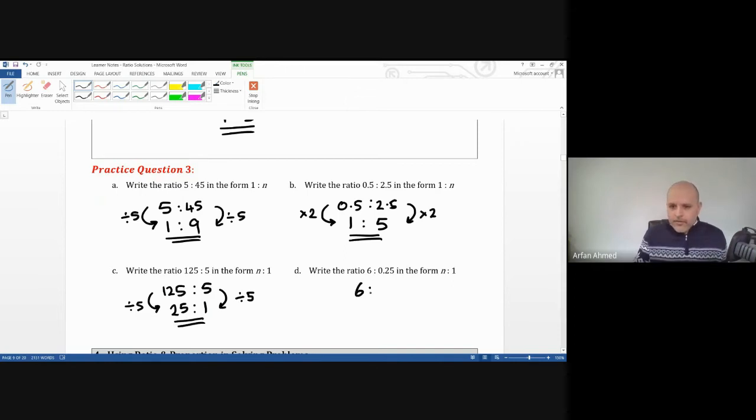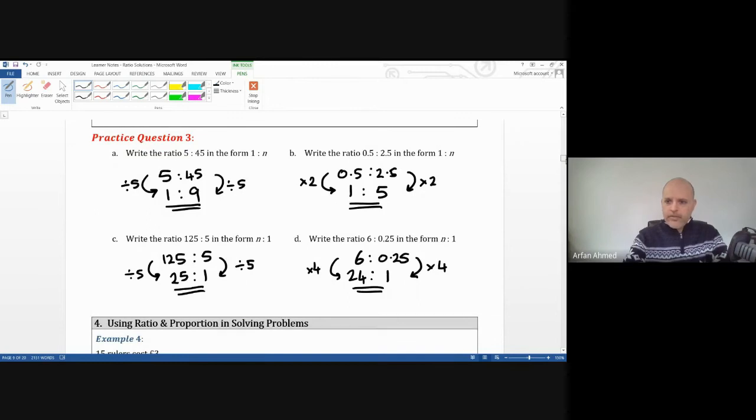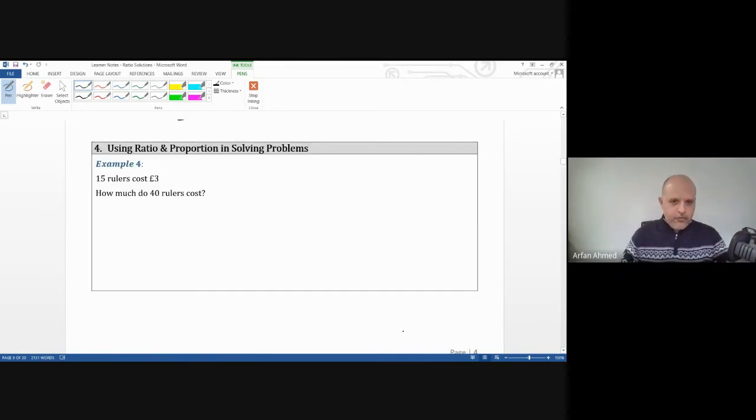And finally, 6 to 0.25 in the form something to 1. So to get from this to this, that's a quarter, isn't it? Quarter to 1, well, I'm going to have to times it by 4. So you're going to have to times this side by 4 as well, which is 24. Yep. These could be on non-calculator paper as well, by the way. So you need to know your multiplication tables, your divisions, obviously, up to your 12 times table. They will definitely help. Okay, section 4, using ratio and proportion in solving problems.